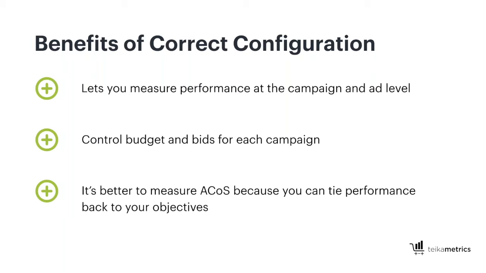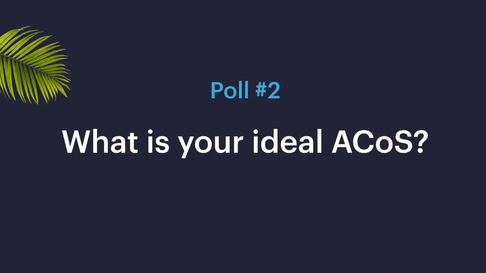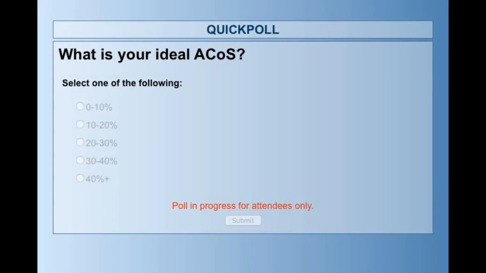Great, so this brings us to our next poll question. We want to hear from you what your ideal ACoS is. So we've asked before on webinars what your current ACoS is, but we'd like to know, what do you consider an ideal ACoS for yourself? Mine is 1%. I don't know about the rest of you. Will is living in the real world today.